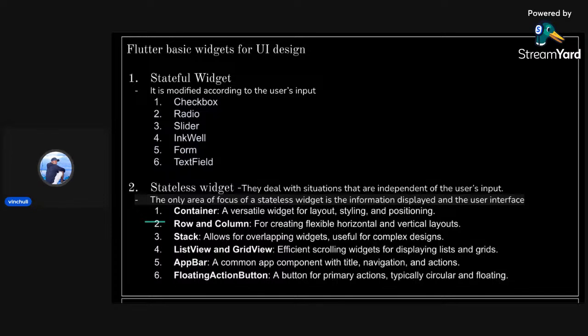So examples we are having is a container. Just a container, the way you are seeing, you get the name. A container is just used for holding objects. Also, we have a row and a column. A row is used to hold elements horizontally, and a column is used for holding elements vertically. So they are used for the horizontal and the vertical layout.